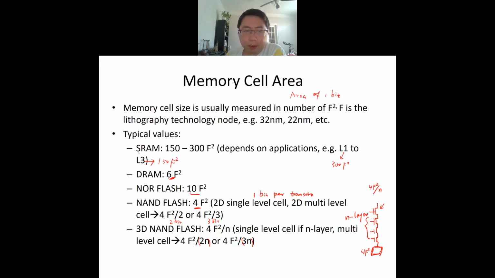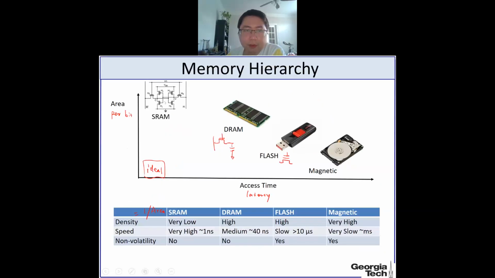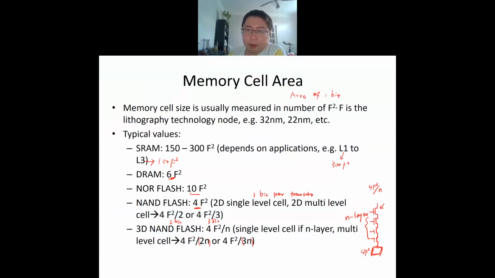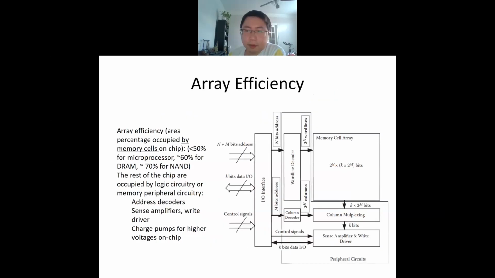So here we quantitatively look at the density of those technologies, in terms of the memory cell area. Again, this will reflect the chart here, the area versus access time. But in the next slide, we quantitatively look at area normalized to the F squared, and you see those numbers. Any questions here? If no, then let's move to the memory array.